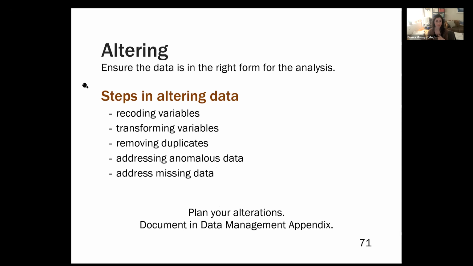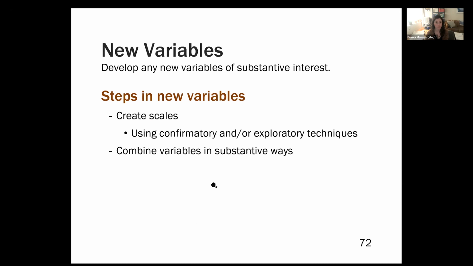Altering is the next step. And this is recoding things, transforming, removing duplicates, addressing anomalous data, addressing missing data. And you don't want to alter your data until you know what you've got. So I'm going to talk about why the steps are in this order, but I want to focus on this really quickly. You can't start altering things until you know what you're working with. And if you are addressing missing data, you need to know why it's missing before you just start addressing it. So examining has to come before altering.